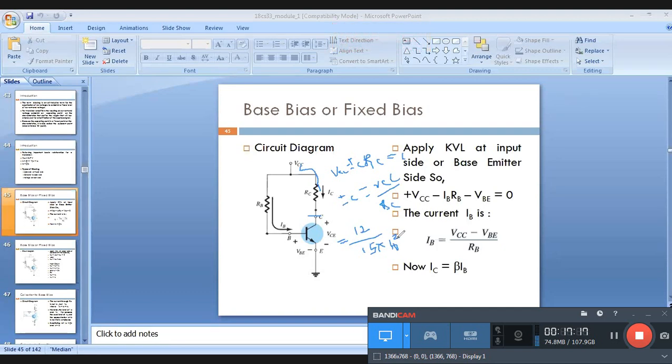Previously we calculated VCE. How much did you get? 0.024. You have to compare these three.